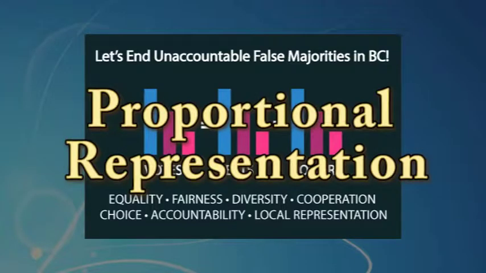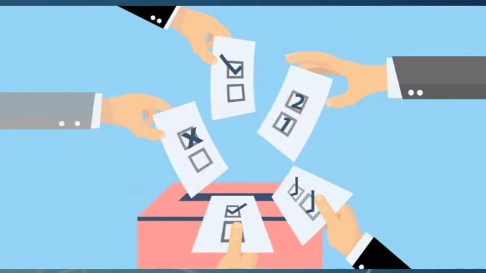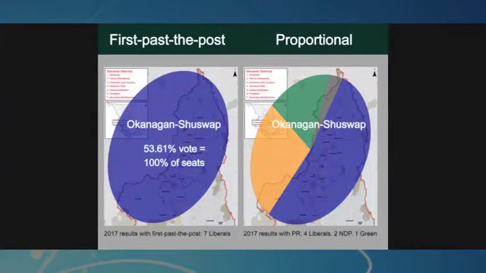Proportional representation. Proportional representation is an electoral system that attempts to reflect how people really vote. If a candidate receives 30% of the votes, they should receive roughly 30% of the seats. Thus, the key to any proportional representational system is multi-member seats.